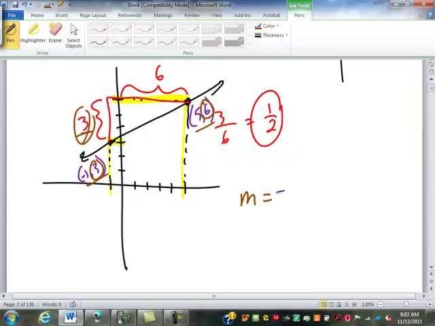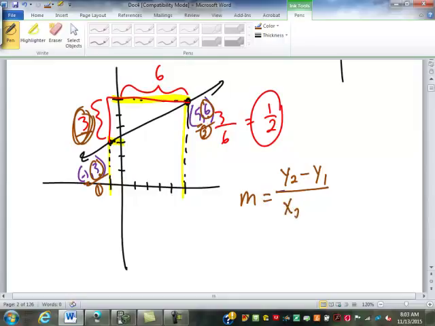So to find the slope, we define it as y2 minus y1. If this is my second point, this is my first point. Y2 is the y coordinate of point 2, which is the 6. Y1 is the y coordinate of point 1, which is the 3. 6 minus 3 is 3. It's my rise. My run is then from negative 1 to 5, which is 6 units.